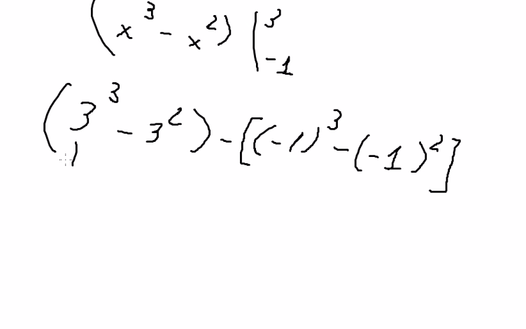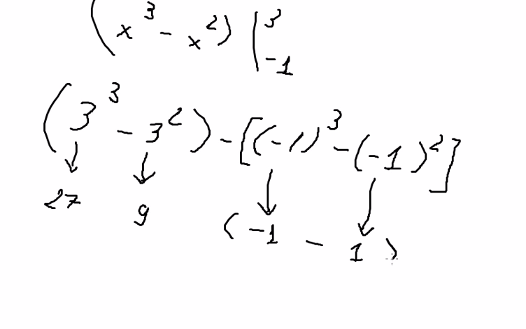So this one you got about 27. This one you got about number 9. This one you got about negative number 1. This one you got about number 1. So negative number 1, negative number 1, you got about negative number 2.